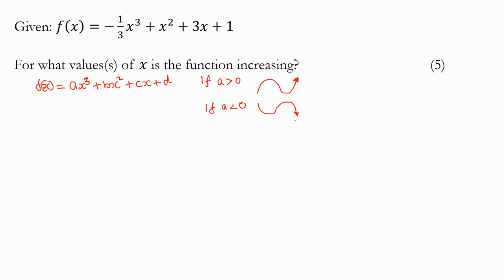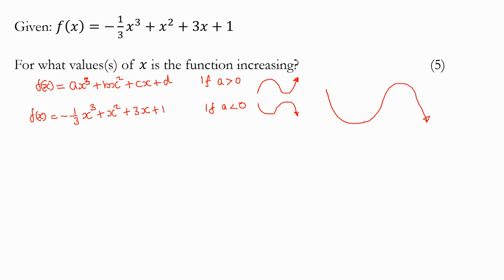Now, if we check our function, we are saying here f of x is equal to negative 1 over 3 x cubed plus x squared plus 3x plus 1. It means our a is negative, meaning that our graph is shaped like this. Let me draw a bigger one. I'm going to use this bigger graph to explain. This is how the graph is shaped, since our a is negative.